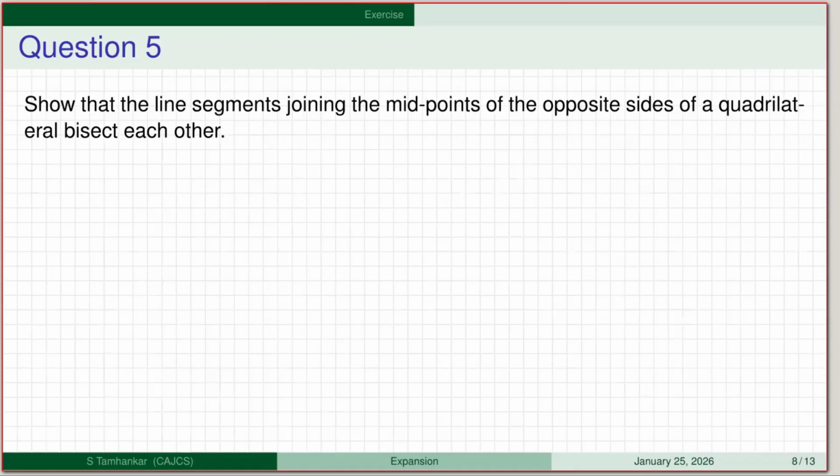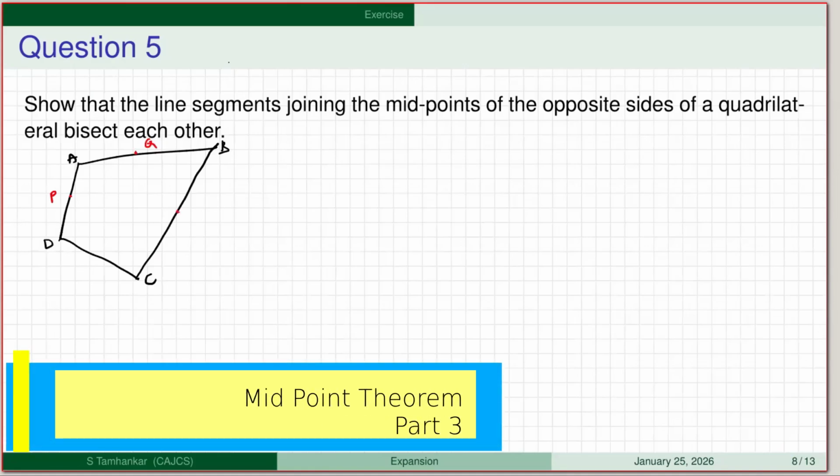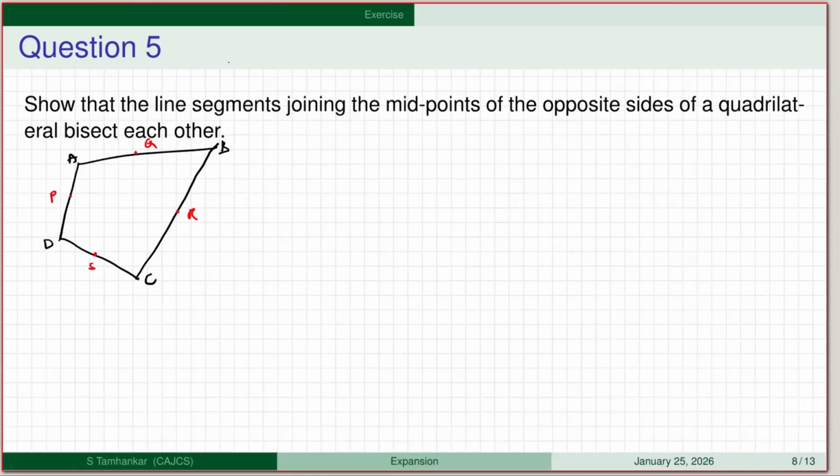I would like you to pause the video, try to solve the question, and then you can play the video. Okay, let us first understand what the sum is asking us to prove. So let's say this is a quadrilateral ABCD, and we have midpoints P, Q, R, and S. The question is asking us to show that the line joining midpoints of opposite sides.